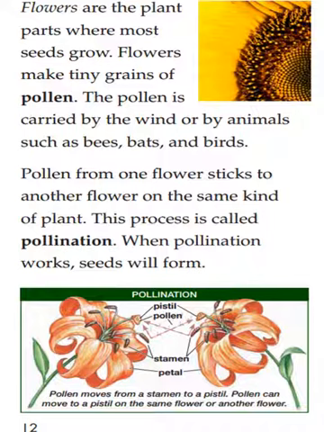Flowers are the plant parts where most seeds grow. Flowers make tiny grains of pollen. The pollen is carried by the wind or by animals such as bees, bats, and birds. Pollen from one flower sticks to another flower on the same kind of plant. This process is called pollination. When pollination works, seeds will form.